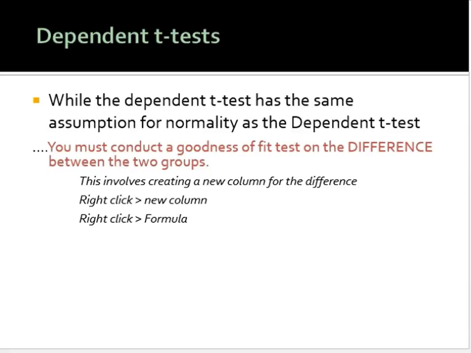The dependent t-test has the same assumptions as the independent t-test. We have to have normally distributed data, but be very careful here. It's not that the actual observations have to be normally distributed. It's that the difference between all of the pairs has to be normally distributed. So in order to test for normality on this test, you have to actually create a new column where you're calculating the difference between every one of the matched pairs. And then you would run your goodness of fit test on this difference column.